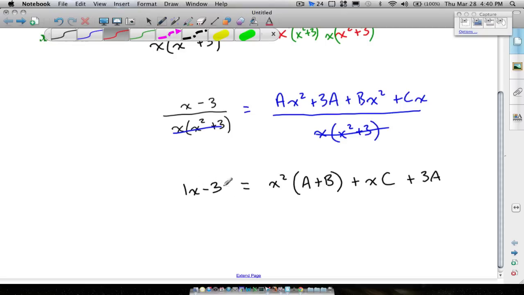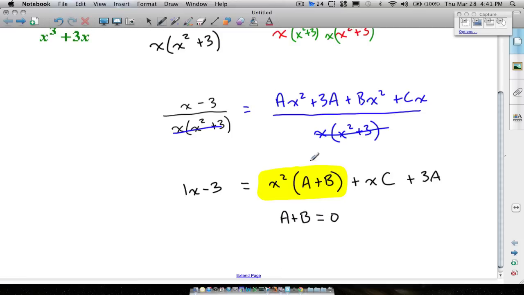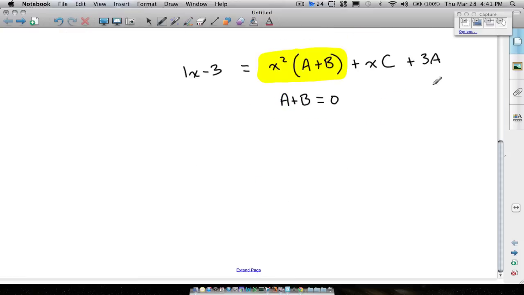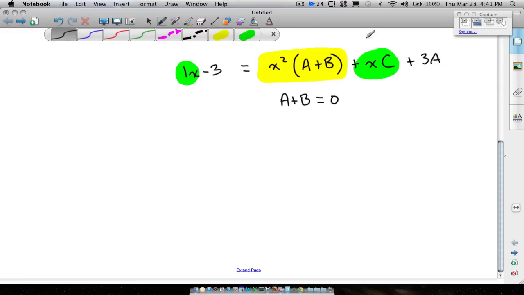Now, since we're trying to make these 2 numerators equal, notice this side over here does not have an x squared. So how do we get rid of this x squared? Well, the only way we can get rid of it is if a plus b was equal to 0. Because if we take 0 times x squared, the x squared would completely go away, which would help us match up this side. All right, looking at the x term. Over here, the coefficient of x is 1. Over here, the coefficient of x is c. You could write this as x or cx instead of xc, but the coefficient is c, the coefficient is 1. That means that c must be equal to 1.